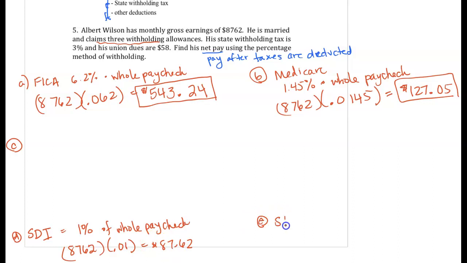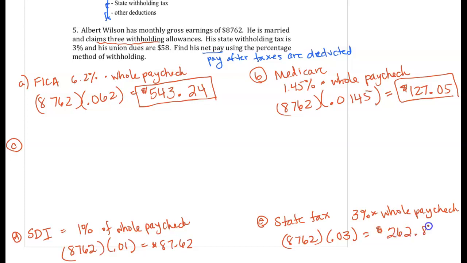E is our state tax. Each state has its own tax. This one is told to us at 3%. We're going to take our 3% times the whole paycheck. 8,762 and the decimal equivalent 0.03. For a state tax of $262.86.